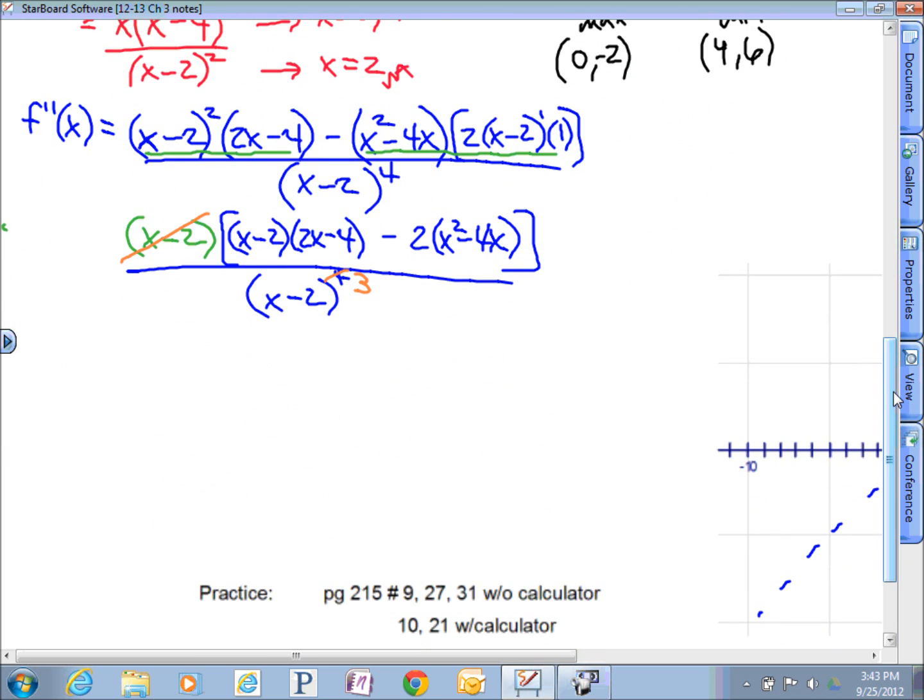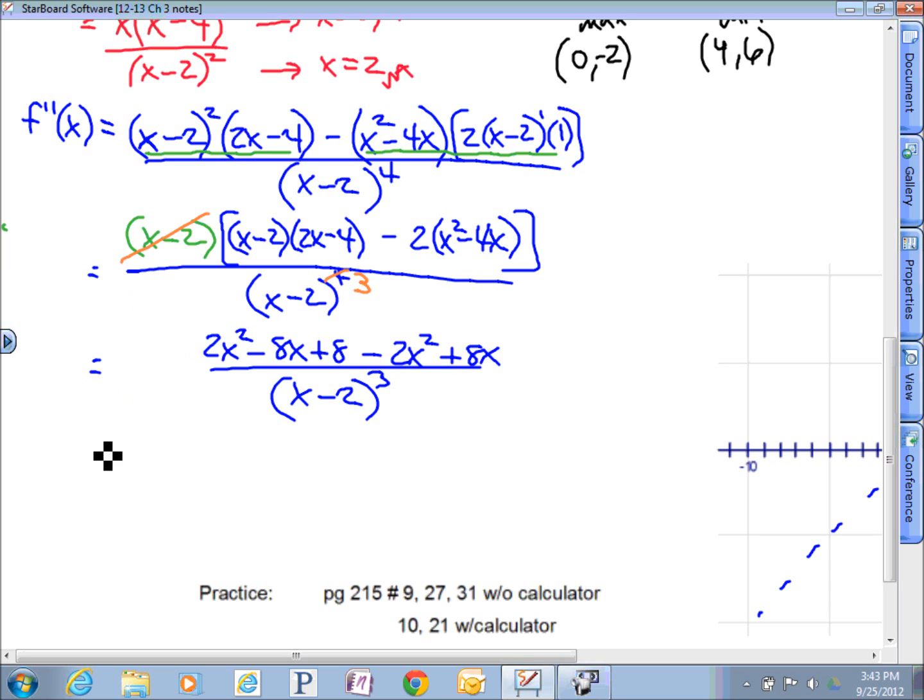So let's clean this up. So how about 2x squared minus 4x, minus 8x plus 8, minus 2x squared plus 8x, and over the top of an x minus 2 quantity cubed. Okay, well, what's going to happen? Looks like the 2x squared terms are going to drop out. Looks like the 8x's are going to drop out. Nice. After all of that, we end up with an 8 over the top of an x minus 2 quantity cubed.